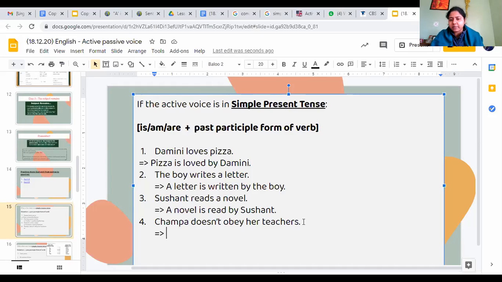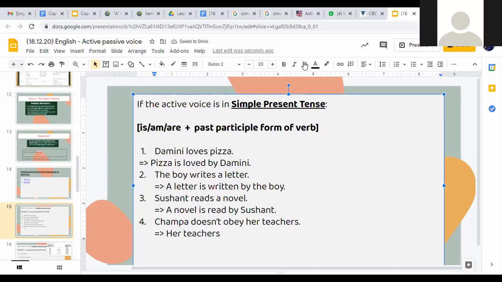Again, we'll follow the same steps. Subject और object को पहले interchange करेंगे. Her teachers. Yes, her teachers. Her teachers will be, her teachers aren't. हाँ, so is, am, are में से कुछ एक लगेगा. But how will we know क्या लगेगा? Her teachers is plural, teachers are. Yeah, not obeyed by Champa. Perfect.